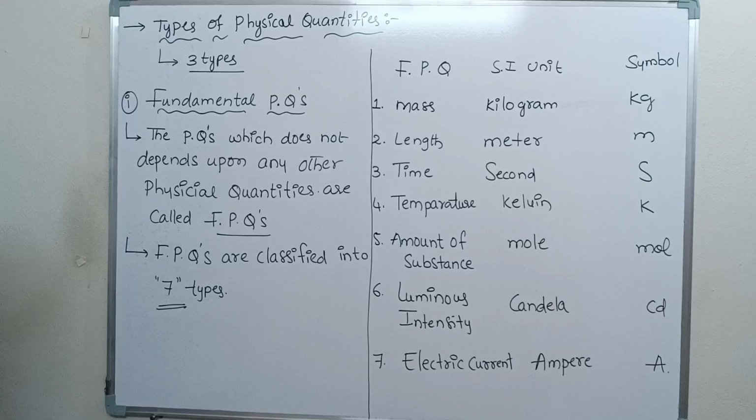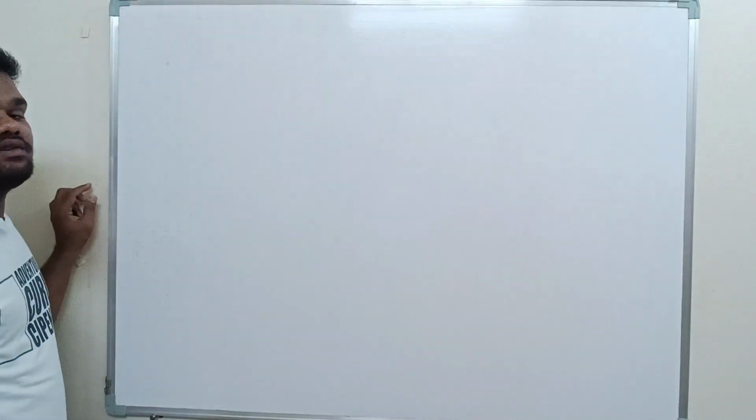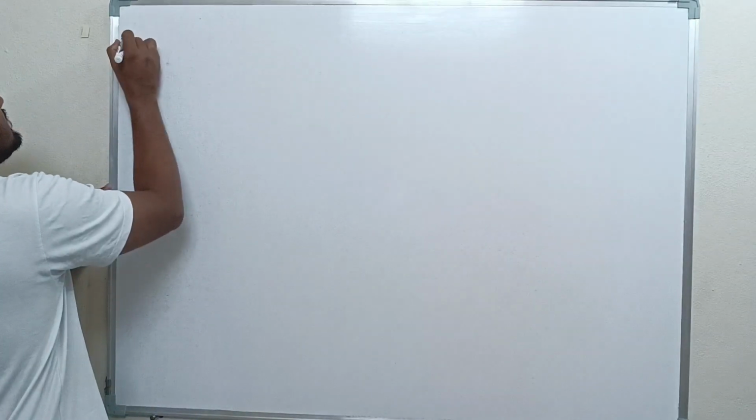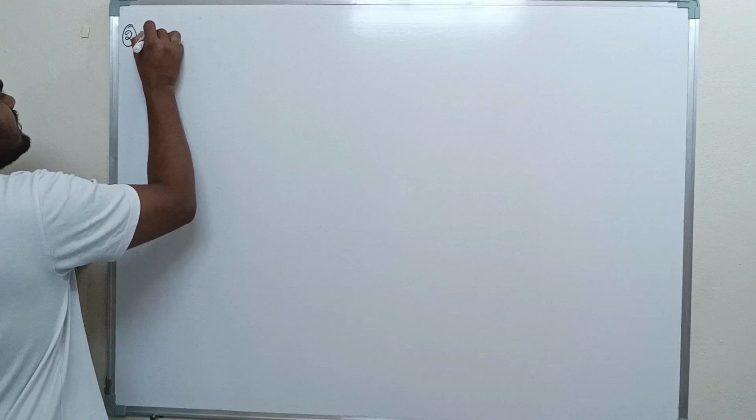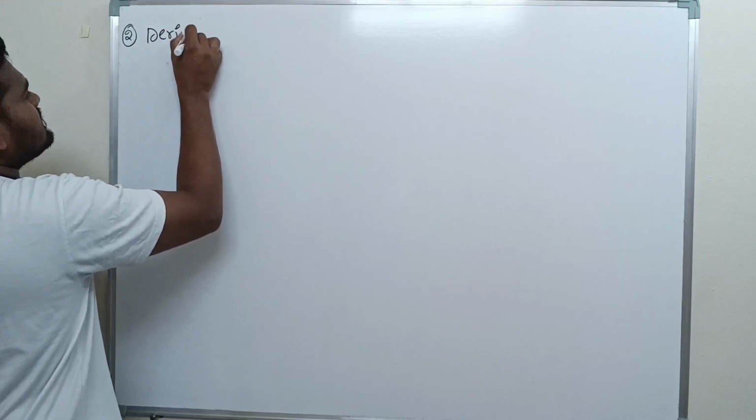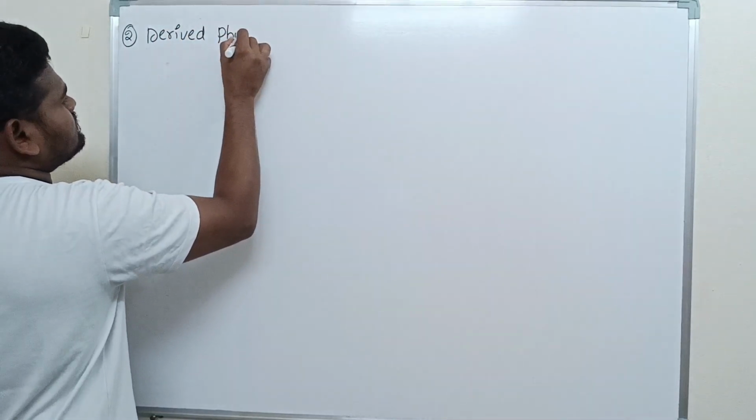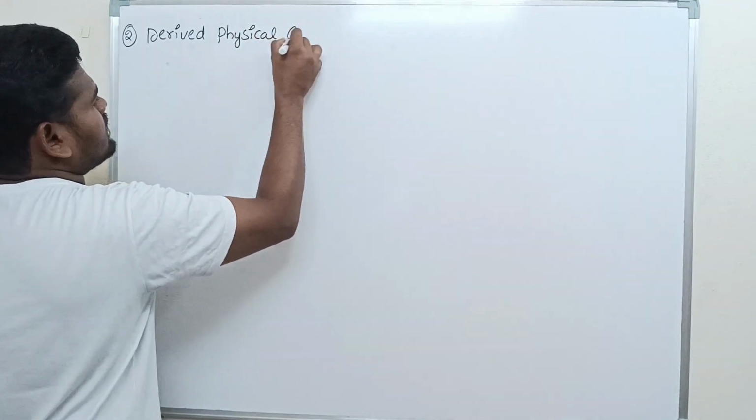Pause the video and write the notes or take a screenshot. The second type of physical quantity is what? Derived physical quantities.